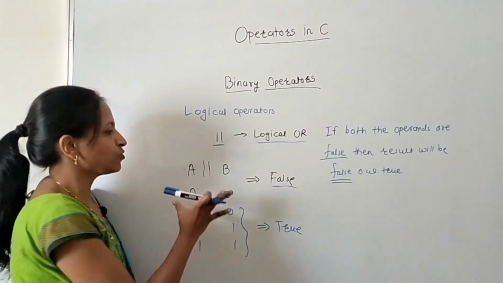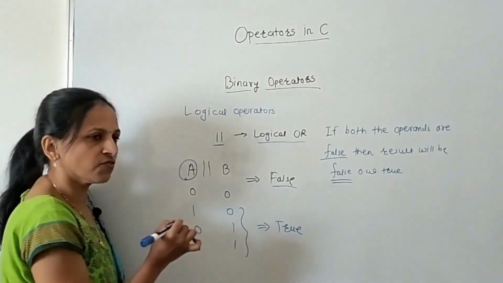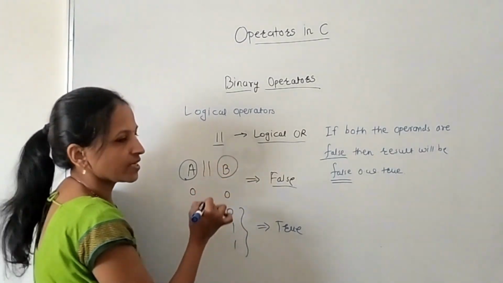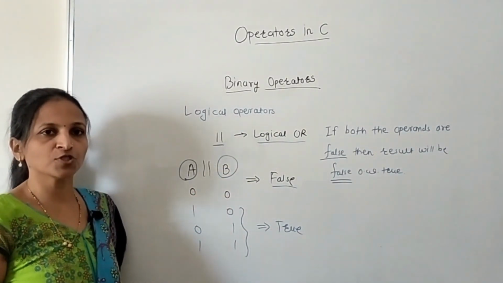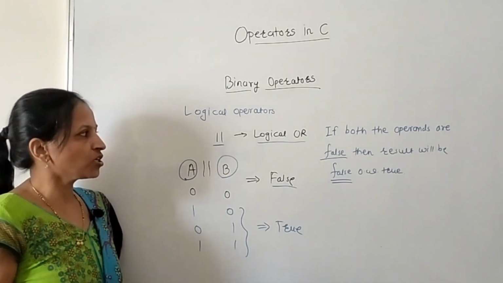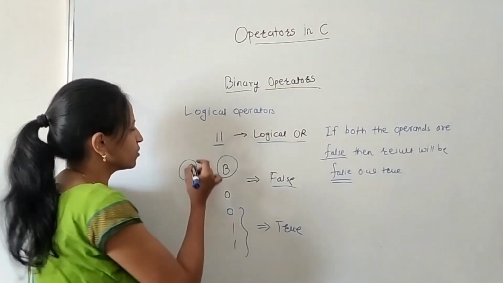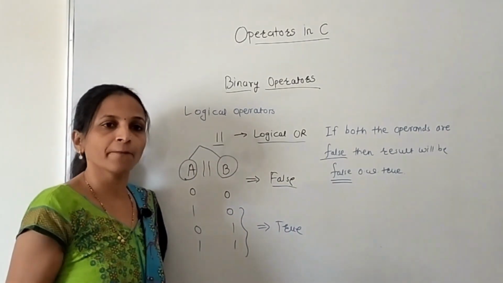This is again used to attach two conditions. Normally consider A as one condition and B as the other condition. This is normally used in decision making control structures. This is logical OR. This one is again a binary operator because it acts on two operands.